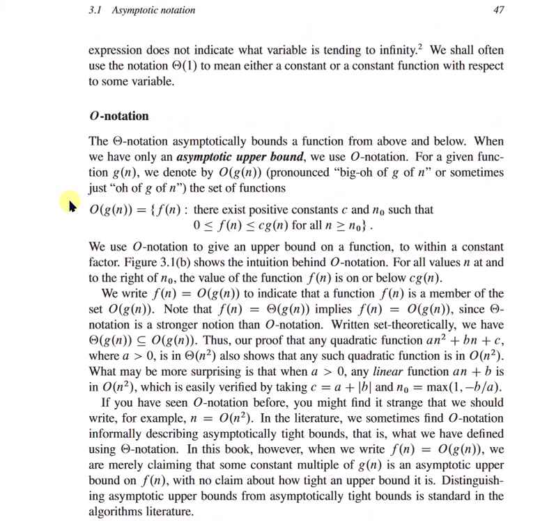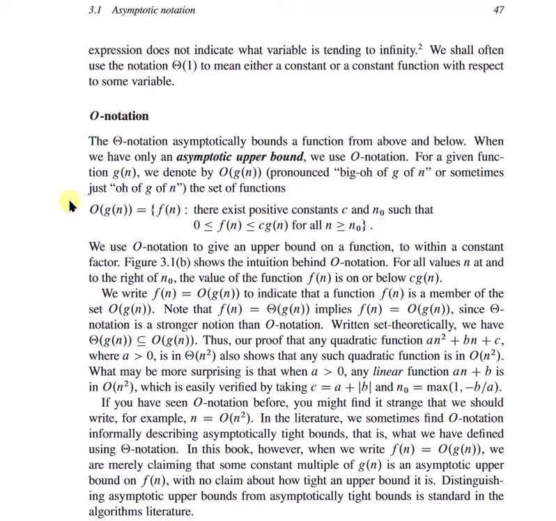The theta notation asymptotically bounds a function from above and below. When we have only an asymptotic upper bound, we use O notation. For a given function g of n, we denote by O of g of n, pronounced big O. Okay, I was pronouncing it wrong the whole time. It is not just O, it is big O. So big O of g of n, or sometimes O of g of n.